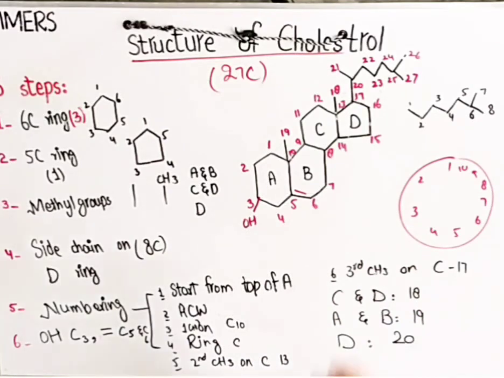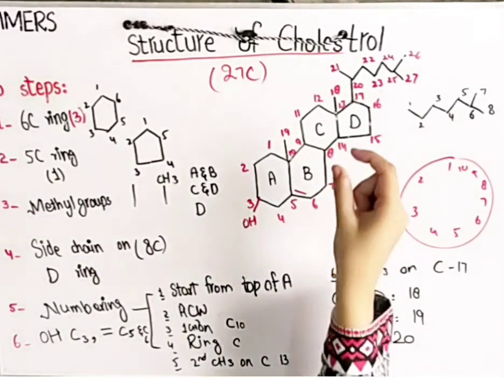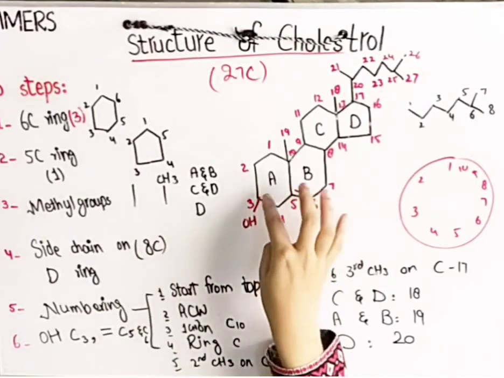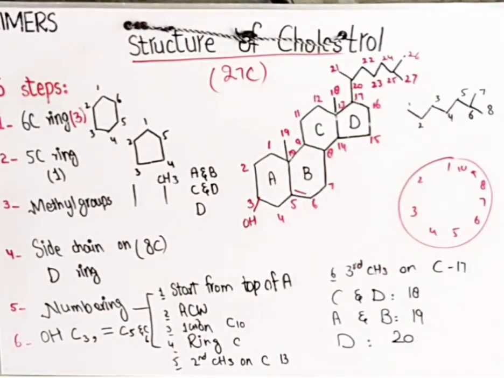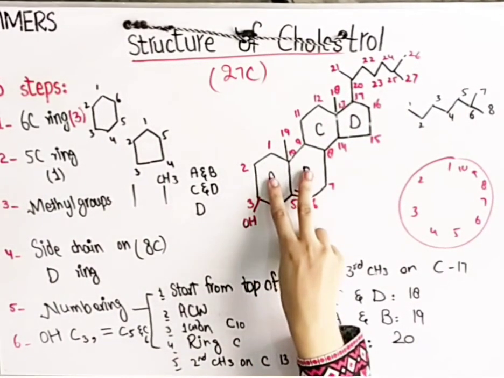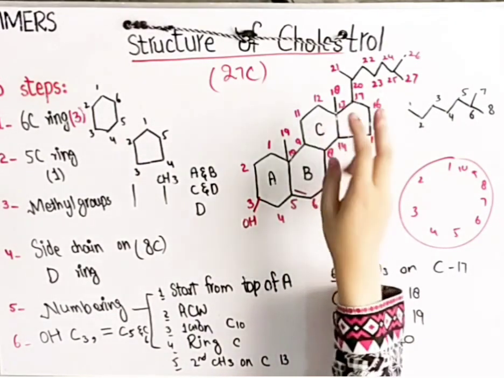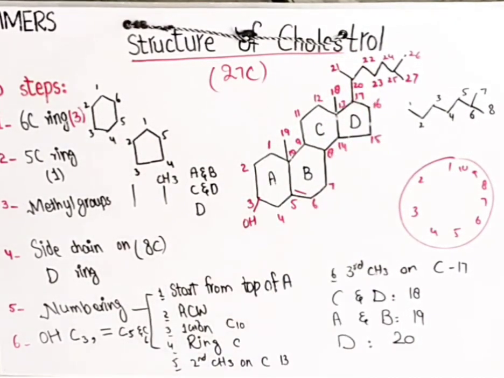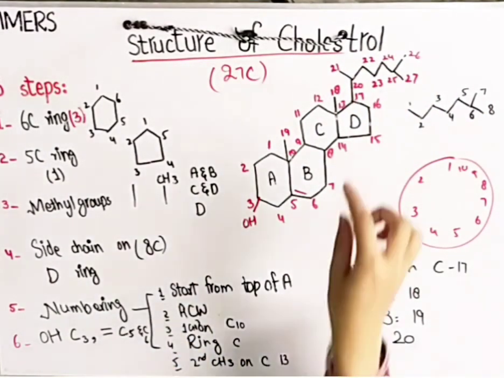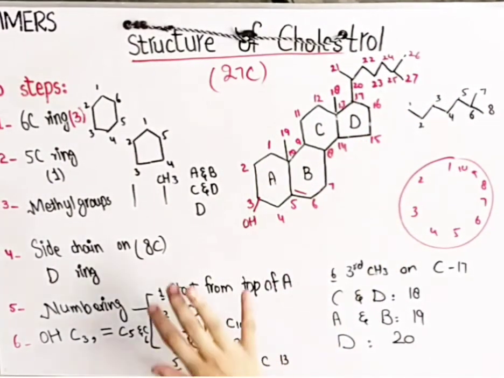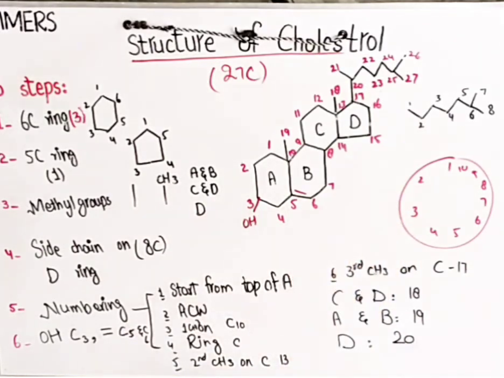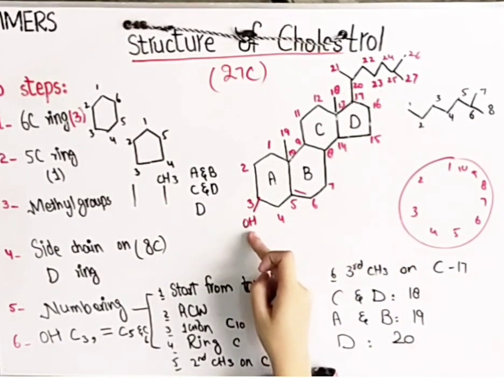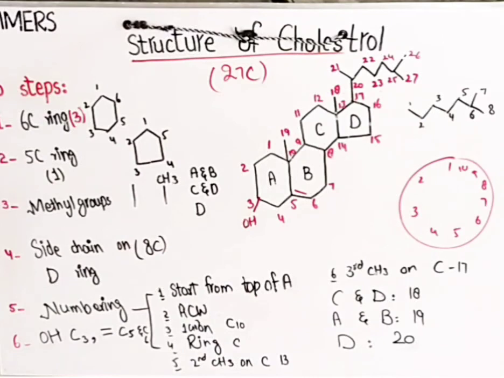Firstly, draw three 6-carbon rings, and then draw a 5-carbon ring. Name the rings as A, B, C, and D. Then attach methyl groups: one methyl group between A and B, a second methyl group between C and D, and a third methyl group on D. Now draw an 8-carbon side chain on ring number D. And then start the numbering as I told you. In the end, just put an OH group on carbon number 3 and then a double bond between carbon number 5 and 6. So this is the whole structure of cholesterol.